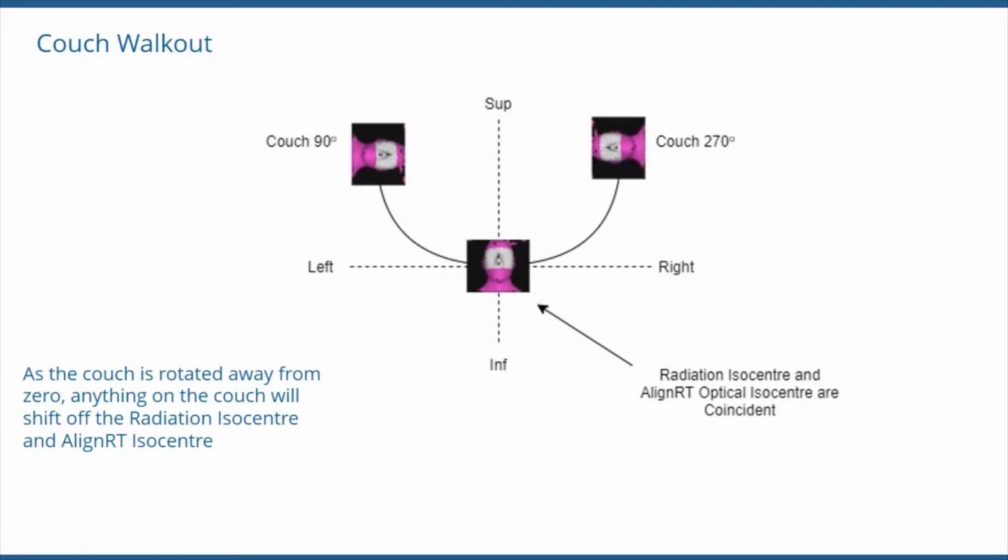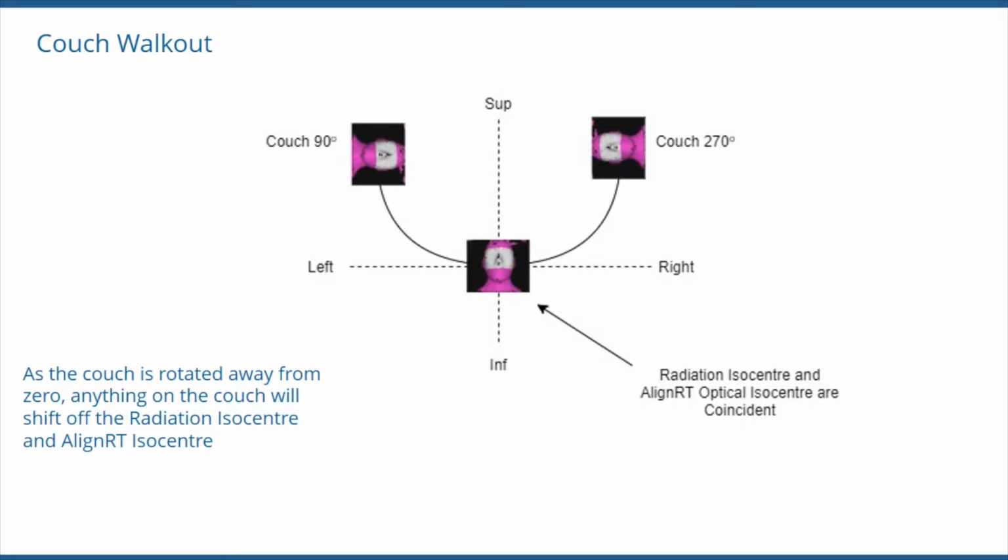Aside from the more common benefits of AlignRT, such as the ability to remove permanent reference marks, one of the most beneficial aspects of AlignRT is the ability to monitor a patient's position when the couch is rotated off zero couch angle. In a perfect world, the couch would rotate perfectly around the radiation isocenter, but in reality there will be limitations preventing this. During stereotactic, the CBCT is the gold standard for patient setup.